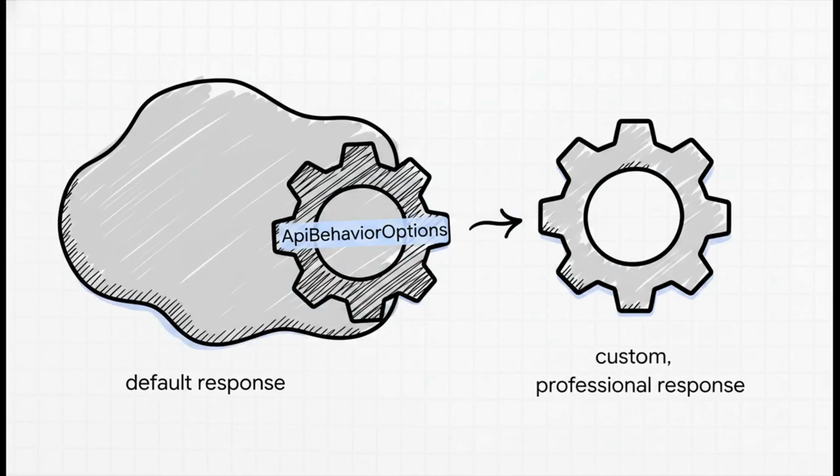And hey, here's a quick pro tip for you. The default error response is pretty good. But what if you needed to match your API's own custom error format? Well, you can totally do that. By configuring API behavior options, you can take full control and shape that automatic 400 response into any structure you want. It just gives your API a much more professional and consistent feel.